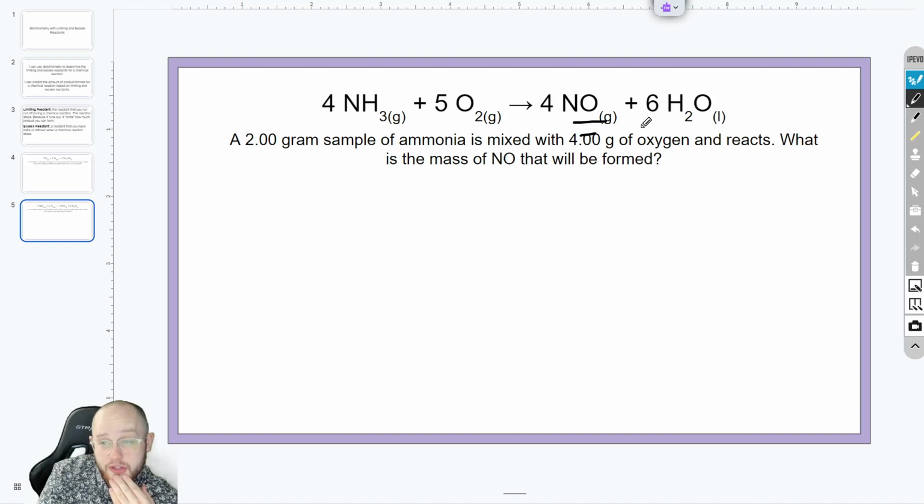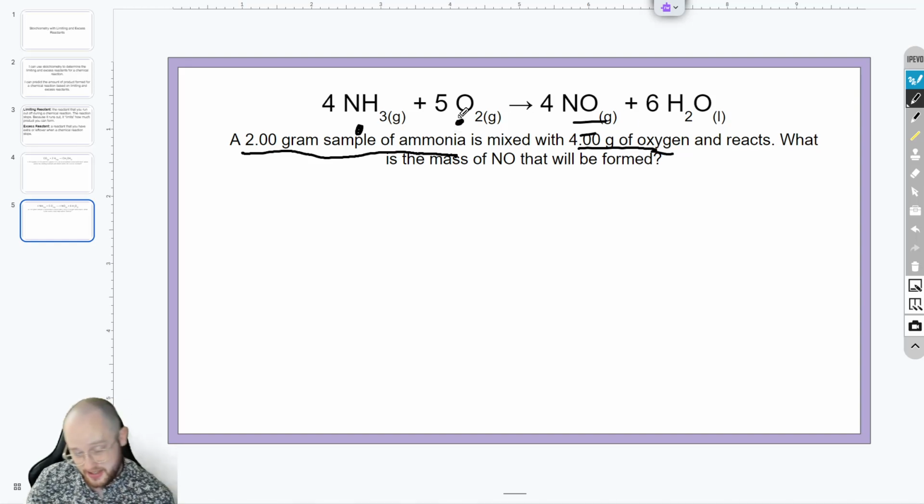Well, this is also a limiting reactant problem. I can tell because I'm given a 2.00 gram sample of ammonia. That is a reactant. And 4.00 grams of oxygen. That is a second reactant. I'm given amounts of two reactants. Big sign I'm dealing with a limiting reactant problem.